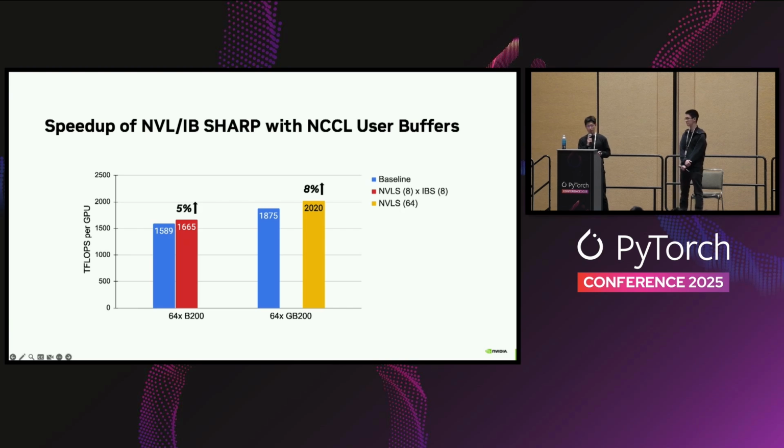We have two sets of data here, using 64 B200 GPUs and 64 GB200 GPUs, and their network topologies are different. For B200, the NVLink domain is only 8, so we do NVLink-SHARP in the 8 GPUs, and across the other remaining 8 groups, we do InfiniBand-SHARP. For GB200, it has 72 GPUs connected by NVLink, so we just do NVLink-SHARP. In both results, we get 5% and 8% speedup, respectively.